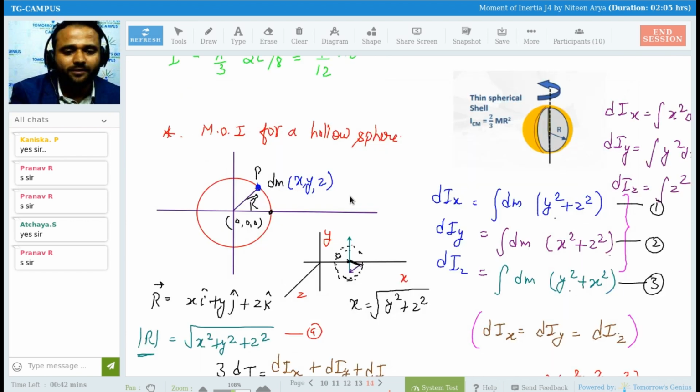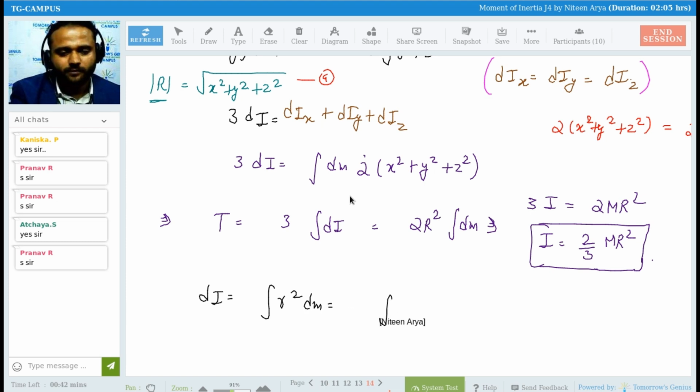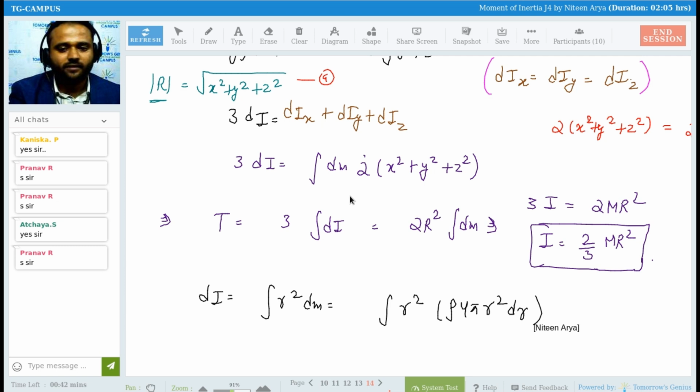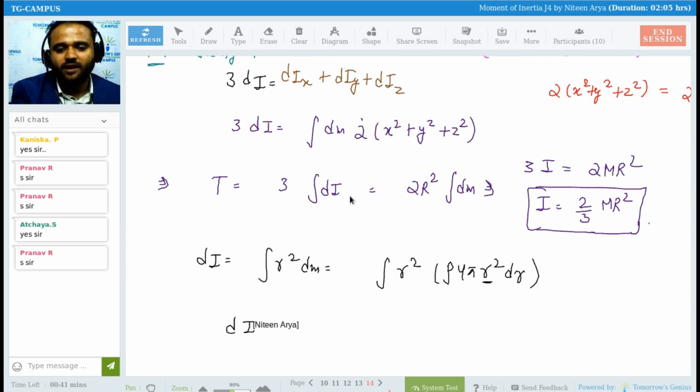For a solid sphere, I just write it down, di is going to be nothing but r square dm. There dm is going to be r square into rho 4 pi r square dr. Clear? So this r becomes r to the power 5. So di is rho 4 pi, and that is going to be r to the power 4 dr, and obviously from 0 to capital R.